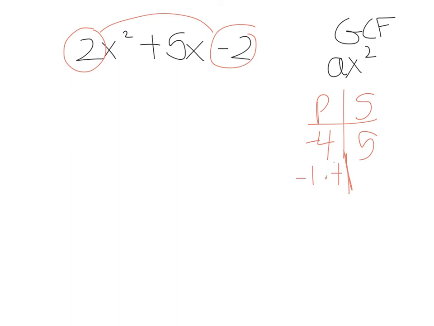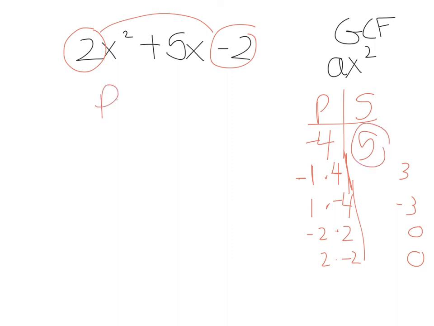Negative 1 times 4. Well, if I added those, my sum would be 3. No good. 1 times negative 4. My sum would be negative 3. One has to be negative and one has to be positive. So the only other things I could try is negative 2 times positive 2, but that sum would be 0. 2 times negative 2, that sum is 0. I've written down all the products of 4. None of them give me this 5. This is not going to be able to be factored.